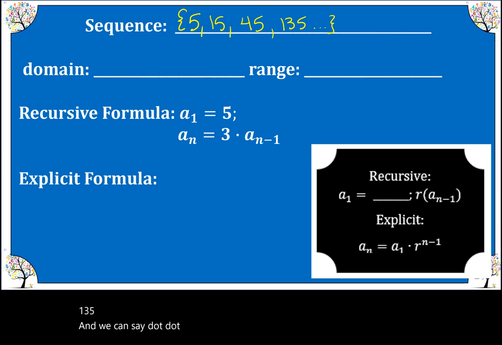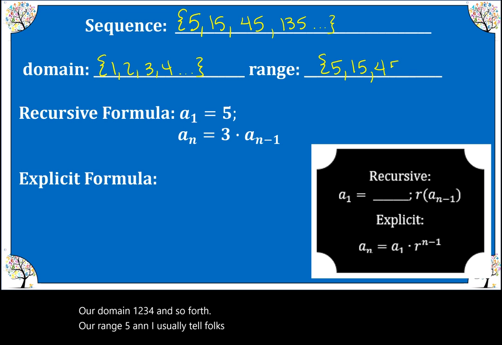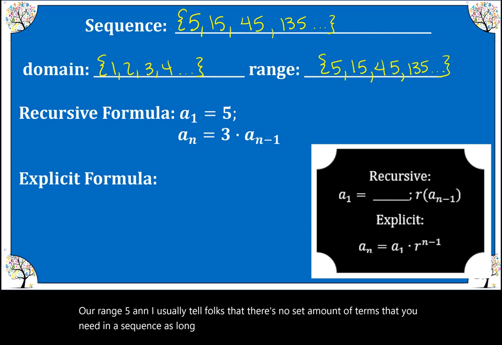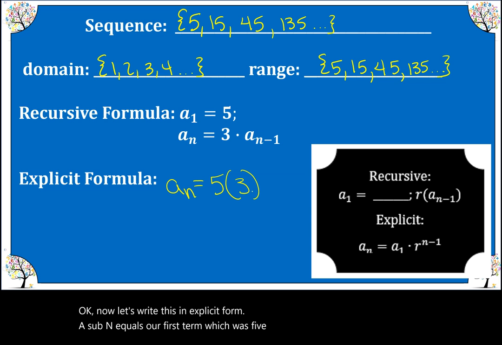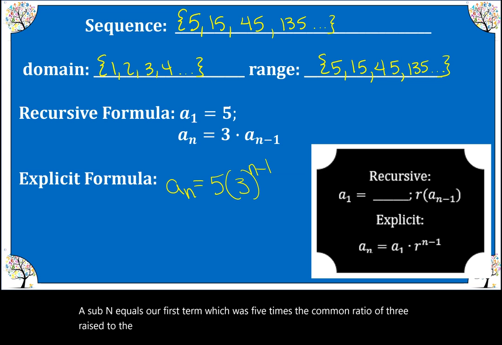And we can just say and so on from there. Our domain, 1, 2, 3, 4, and so forth. Our range, 5, 15, 45, 135. And I usually tell folks that there's no set amount of terms that you need in a sequence as long as the reader can identify the pattern, and they would be able to tell you the next term in a sequence. Okay, now let's write this in explicit form. A sub n equals our first term, which was 5, times the common ratio of 3 raised to the n minus 1.